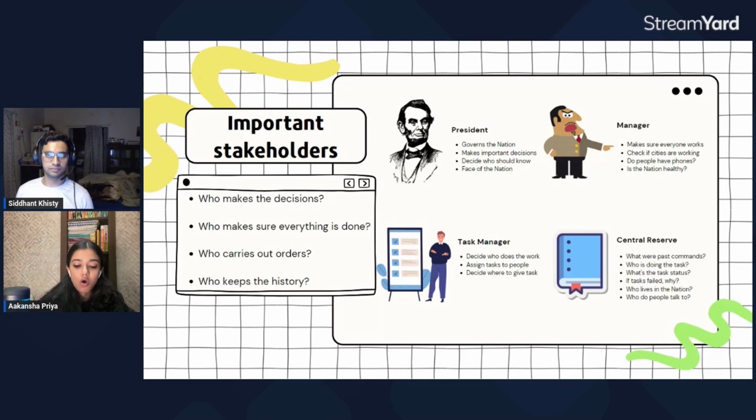And now all of this information is being stored at one central place. So, for example, if I want to look back to the tasks that were assigned in that city, or if something went wrong, how it was solved, I can actually go to that repository or that central reserve and see what was being done. So, all the status and all the history records of the country are there.